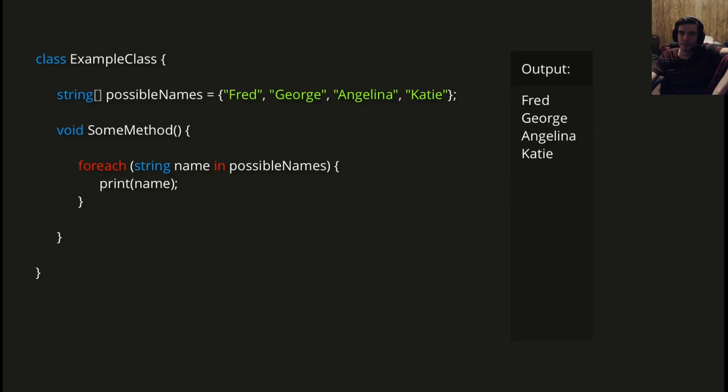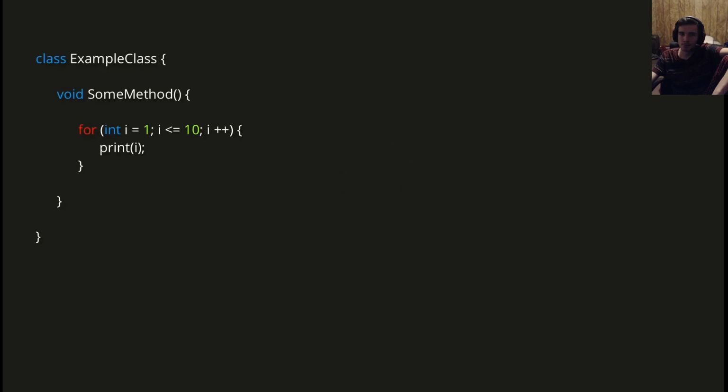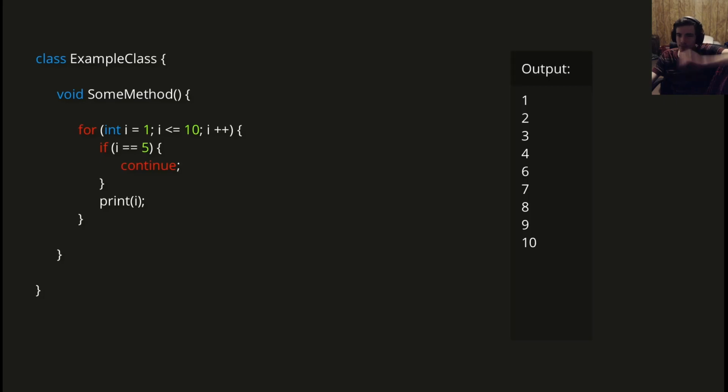Continue simply skips one iteration of a loop. So for example, if we have a for loop printing the numbers from 1 to 10, and I write if i equals 5, then continue, then it will skip the rest of the code in the body of the loop for that iteration, and so the output will be 1, 2, 3, 4, 6, 7, 8, 9, 10.